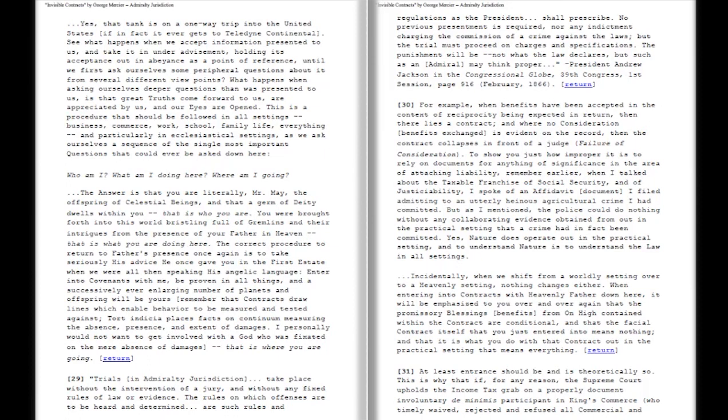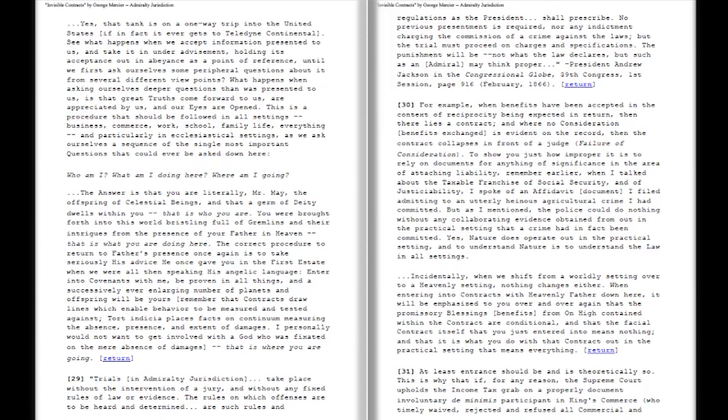Return. 29. Trials in admiralty jurisdiction take place without the intervention of a jury, and without any fixed rules of law or evidence. The rules on which offenses are to be heard and determined are such rules and regulations as the President shall prescribe. No previous presentment is required, nor any indictment charging the commission of a crime against the laws, but the trial must proceed on charges and specifications. The punishment will be not what the law declares, but such as an admiral may think proper. President Andrew Jackson in the Congressional Globe, 39th Congress, 1st Session, page 916, February, 1866.